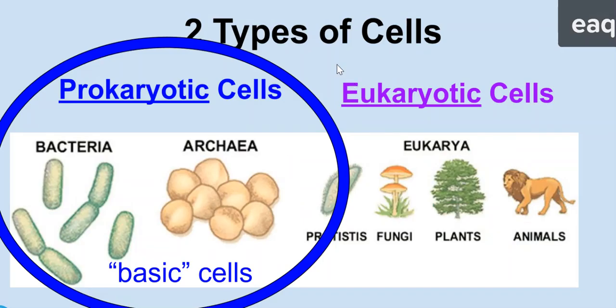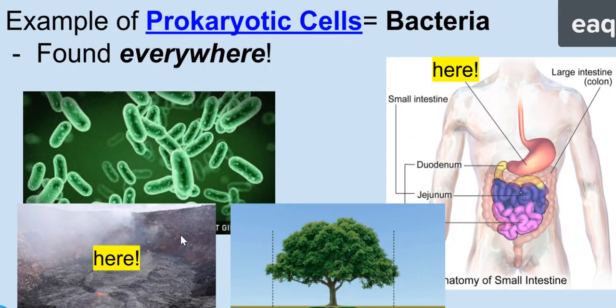So, the two cells you saw a picture of, one is a prokaryotic cell and the other is a eukaryotic cell. The prokaryotic cells are basic cells. They're small and they're simple. So a great example of prokaryotic cells is bacteria. Bacteria are very small, very simple, and they're unicellular, meaning you don't find bacteria made of more than one cell. Bacteria can be found everywhere, from the top of the volcano to inside your gut.